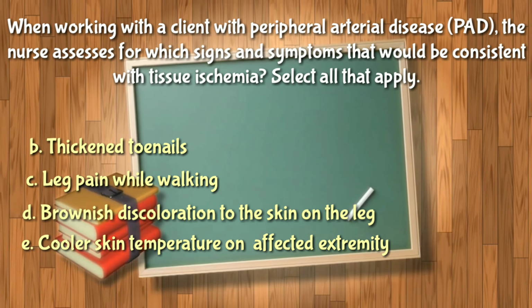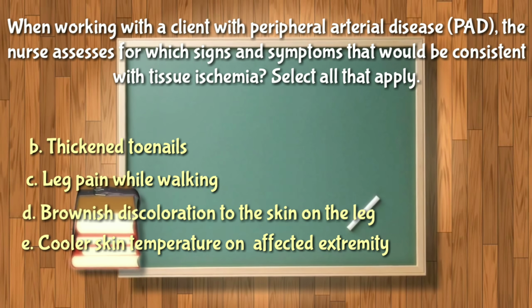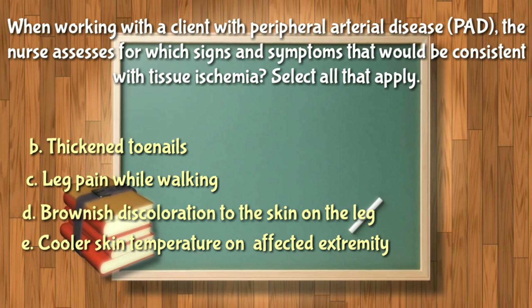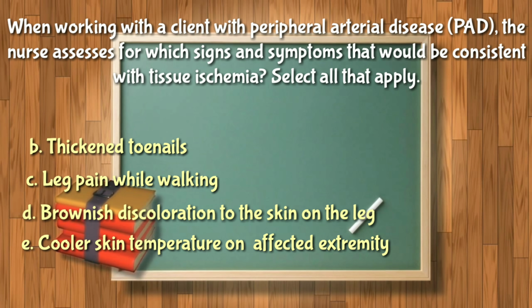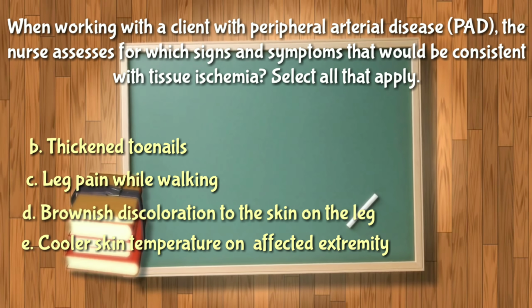Now look at letter B. If you included letter B on your choices, of course, you are correct. Because trophic changes from hypoxia and tissue malnutrition in PAD consist of thickened toenails, hair loss on the extremities, and thin shiny skin. So letter B is included.